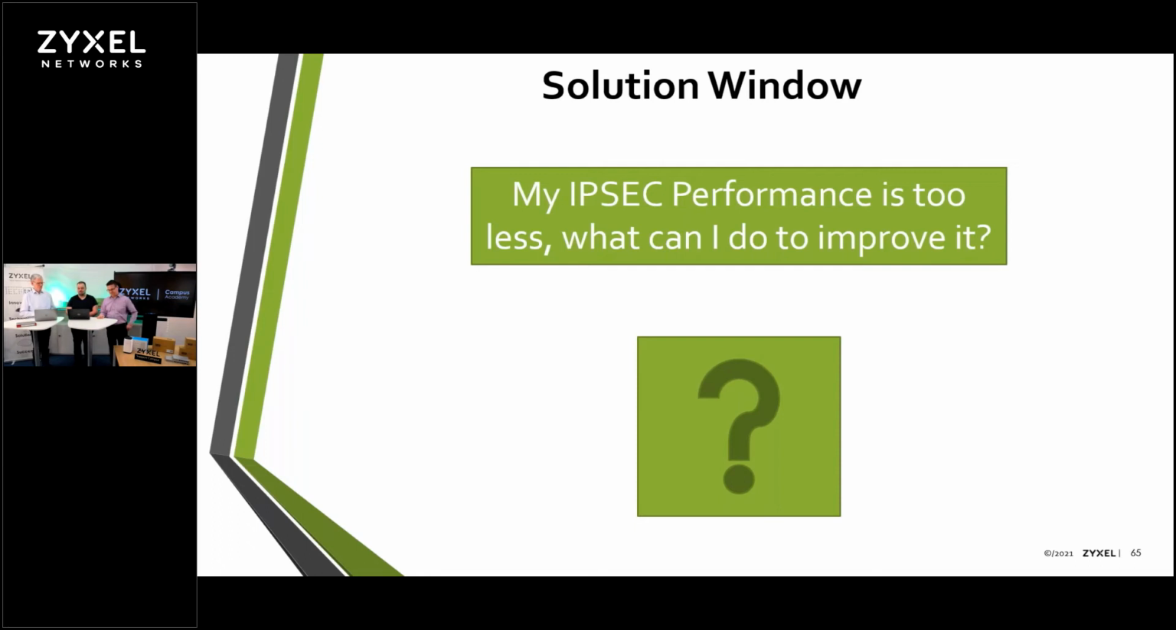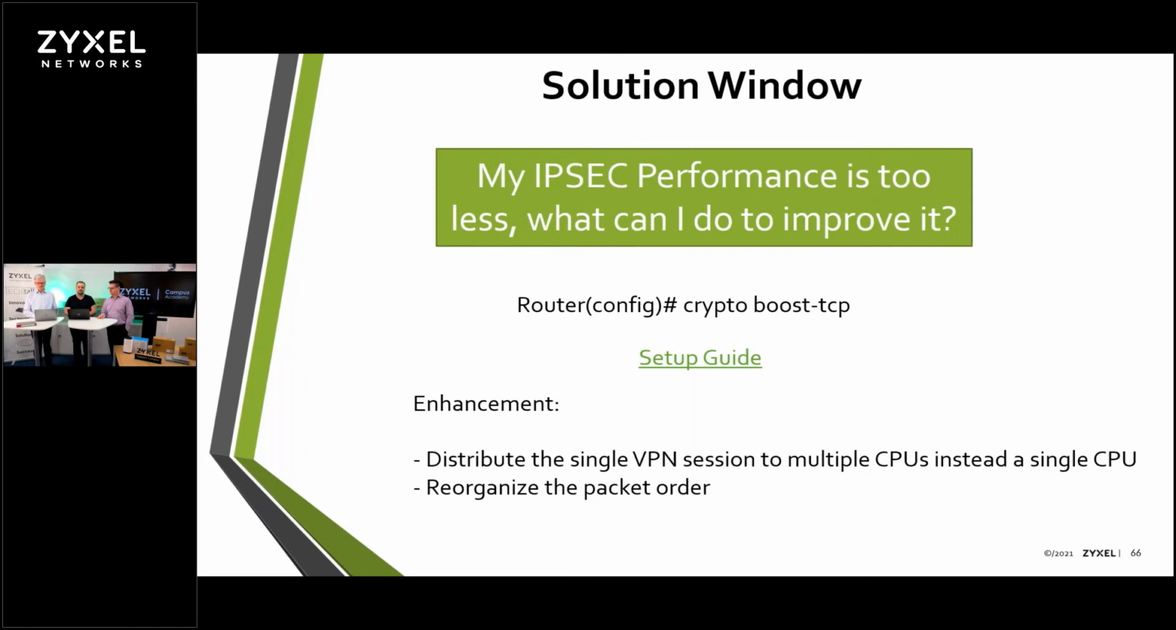Yeah, we always hear that performance can be fine-tuned a bit, and we always try to get better performance with every firmware update. And in ZLD 5.10 we implement a new CLI command, which is called crypto boost -TCP. If you enter this CLI command, your IPsec traffic will be changed from single-core to multi-core CPU, and something in the packet order is also changed in the backend. So it can be more than 180% better VPN throughput in a few scenarios.